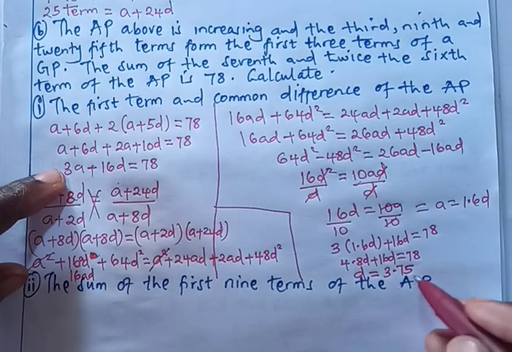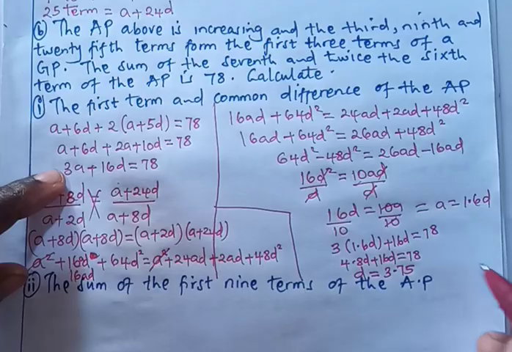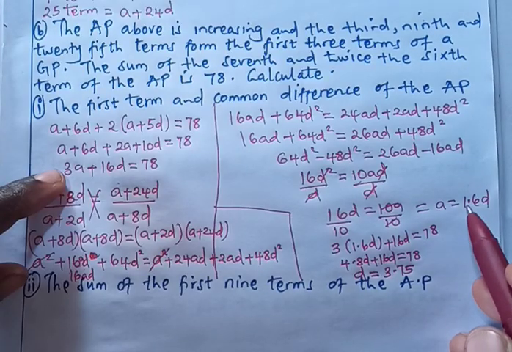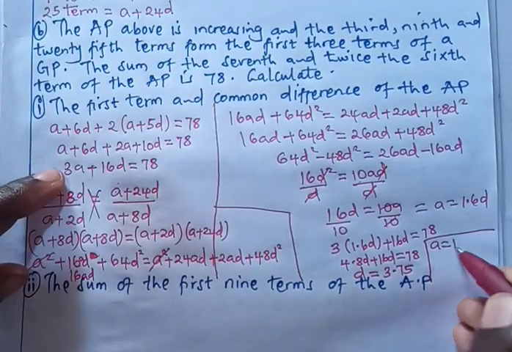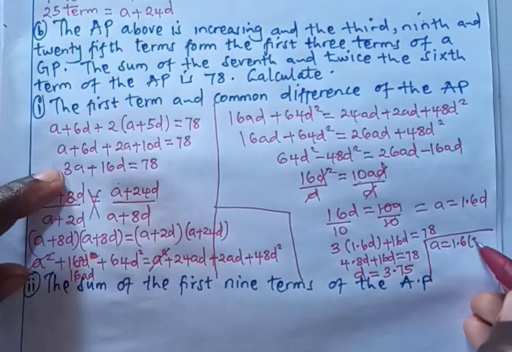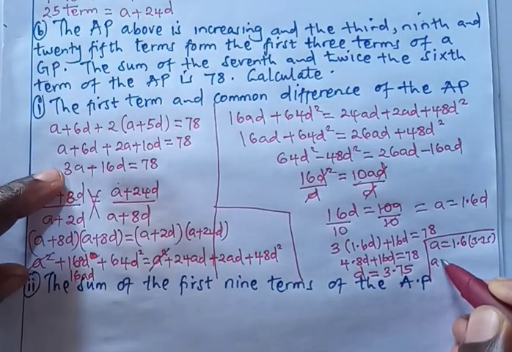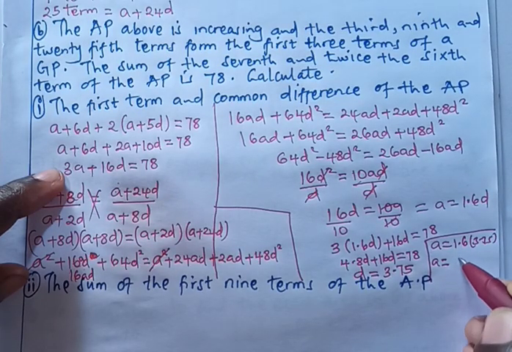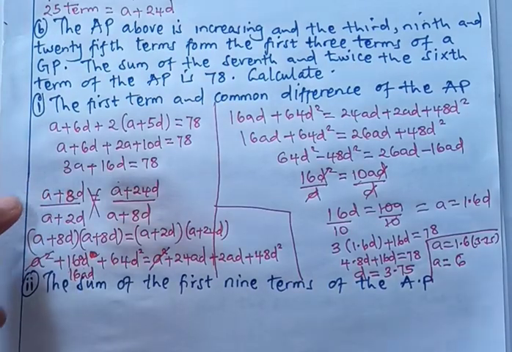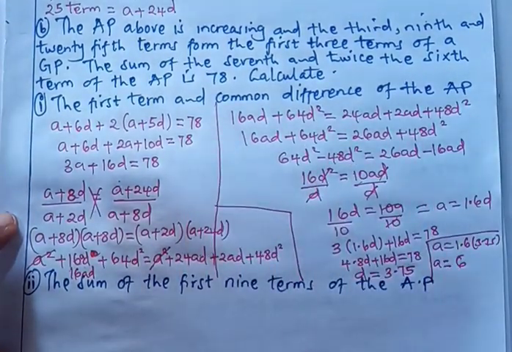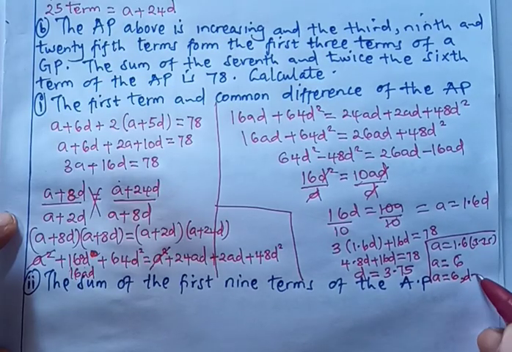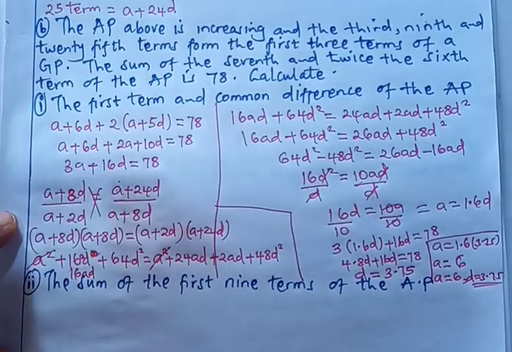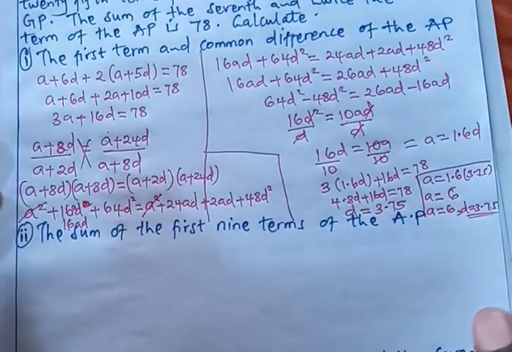Now that D is 3.75, and we already know that A is 1.6D, we are going to find A by saying that A is equal to 1.6. Now we multiply by 3.75. Our A is in fact going to be 6. Now we have worked out the first term and the common difference. The first term A is equal to 6, and D is equal to 3.75. Very important.